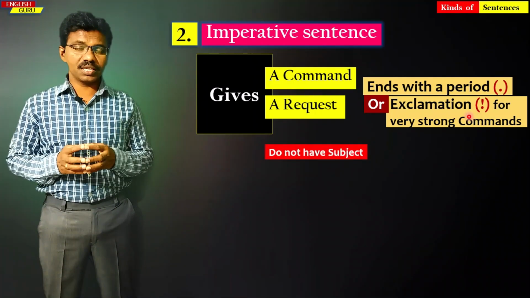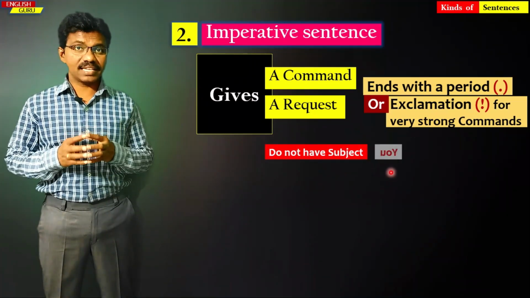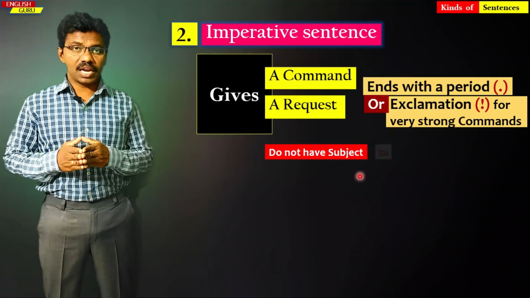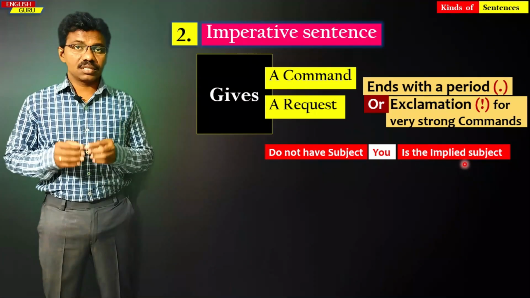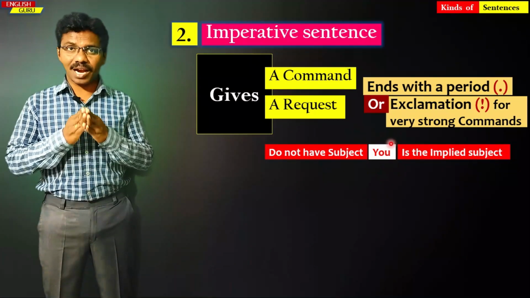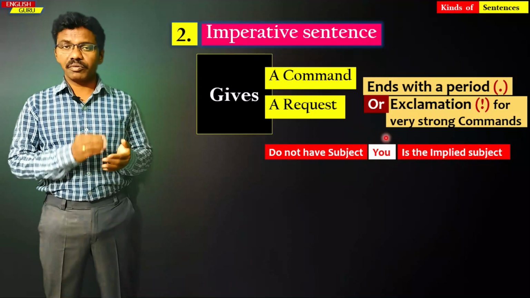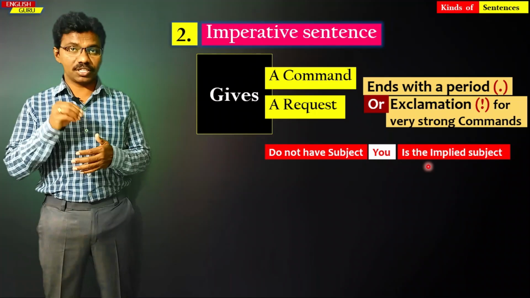And the most important thing is, imperative sentences do not have a subject, or they do not carry a subject. They are without subjects. And you may wonder, how can we understand without a subject? Yes, the subject in imperative sentences is implied, which means it is understood in the context. We understand the subject in the context. It is not written or it is not spoken.